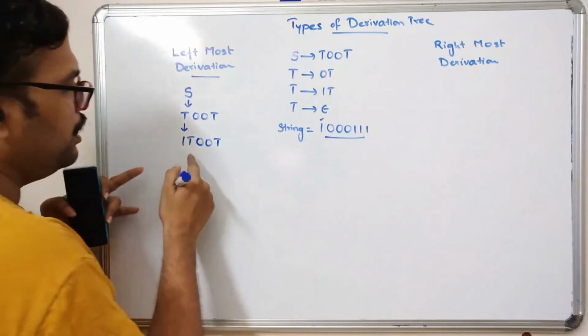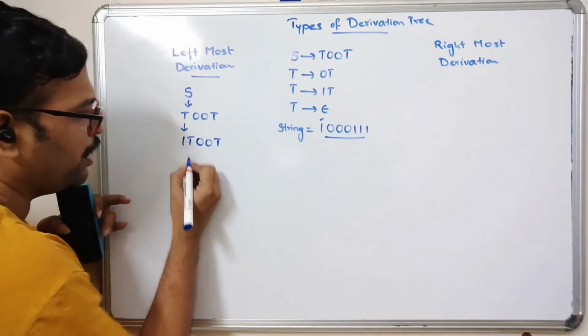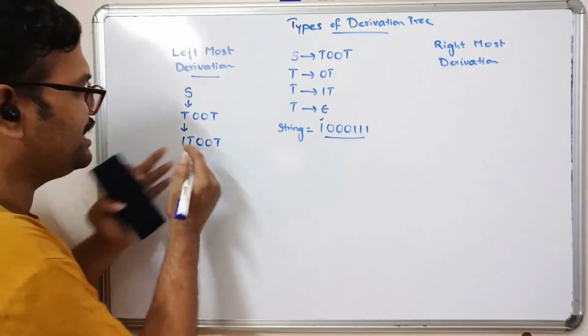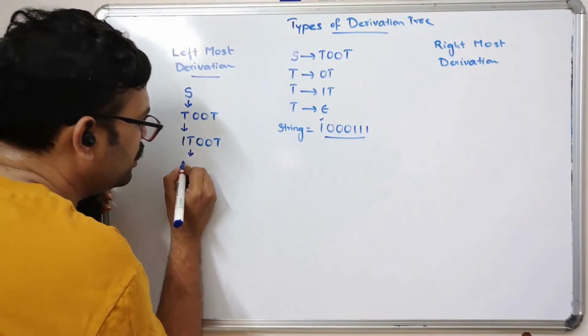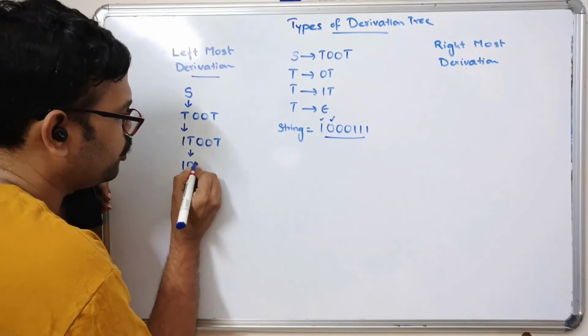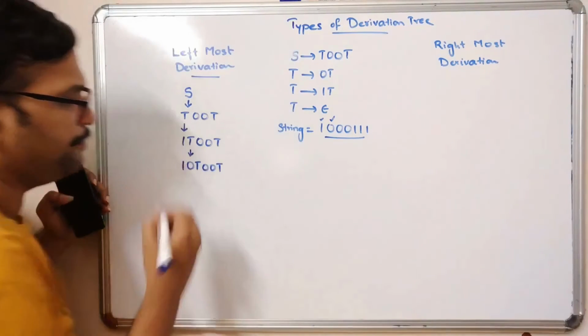And now here you can observe, from these two non-terminals, what is the leftmost? This T. Now you can observe this one. So first one, next one, it is 0. So we can replace the T with 0T, 0 0 T.